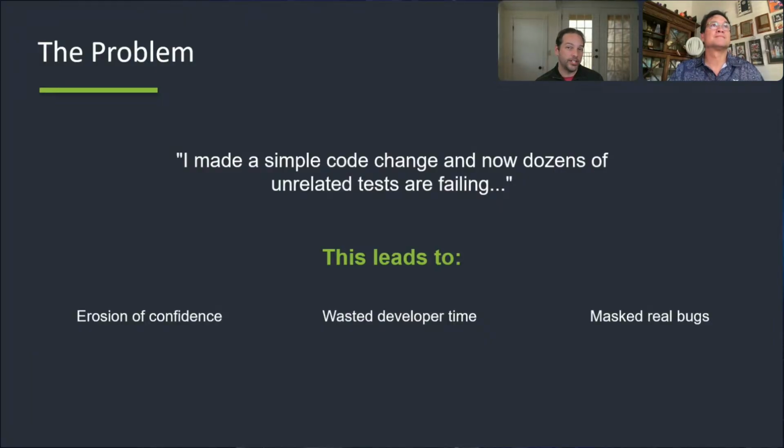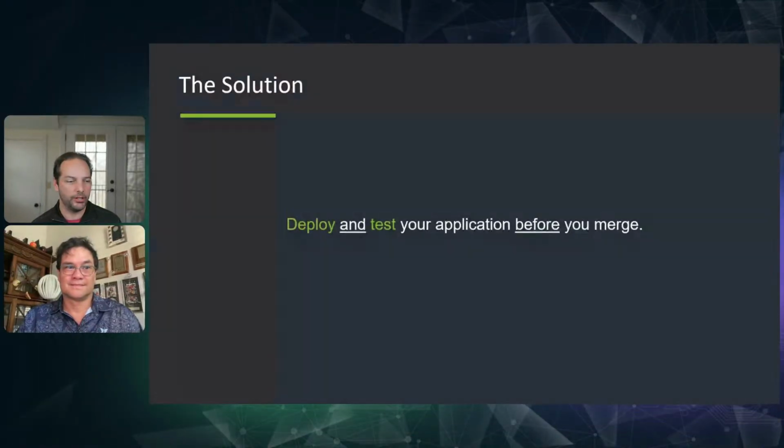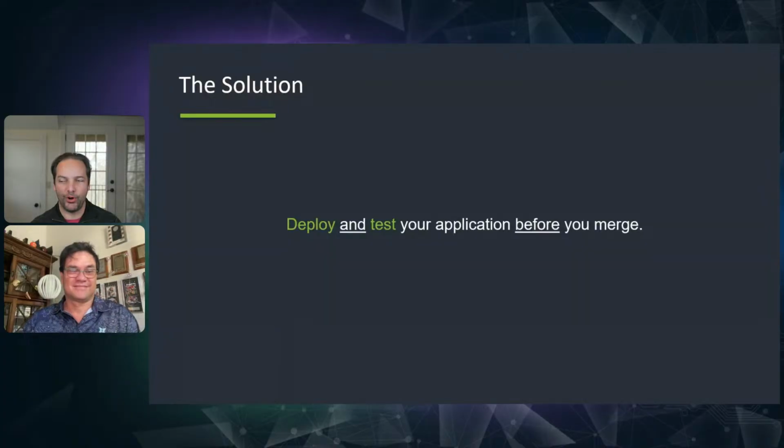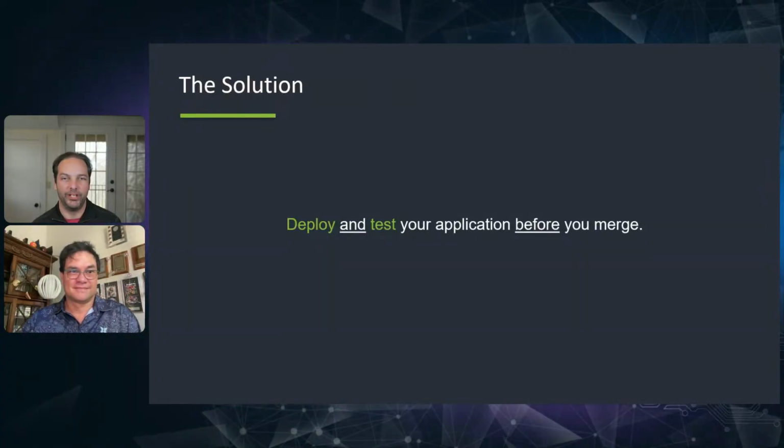Or another thing I've seen happen is you have a failing test and you're so used to ignoring that failing test that you don't realize if that test were passing, you would get further in the pipeline and find out that there's a newly introduced bug sitting behind that failure that you already expected. So it's really, really important to get your tests passing as quickly as possible. And so that's where the solution comes in. And the solution is to deploy and test your application before you merge the code.